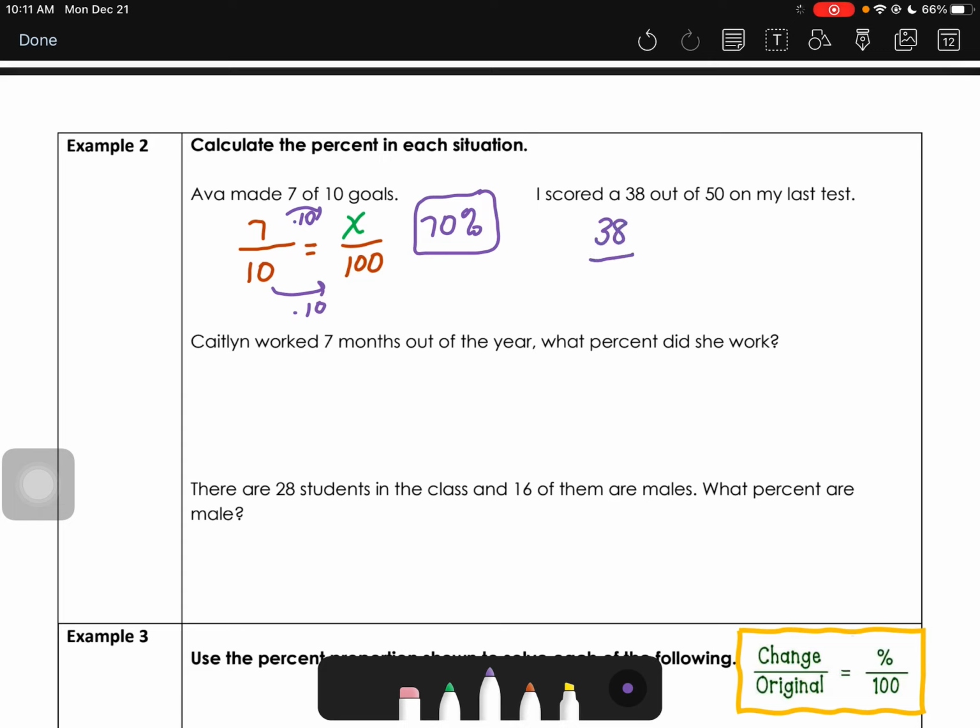Part to whole would be 38 over 50 equals percent over 100. I would multiply 50 times 2, and so I multiply 38 times 2, and that's going to be 76%.